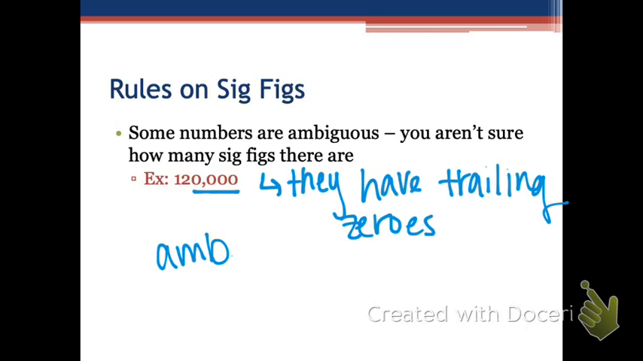So examples of ambiguous numbers: 80, 150, 4,000, right? Those don't have decimal places. They all end in zeros. Okay, those are all ambiguous numbers. Does that make sense? Let's try a couple here.